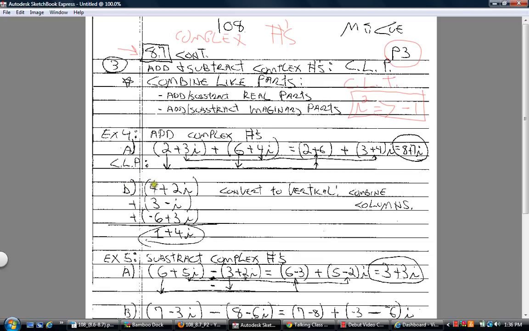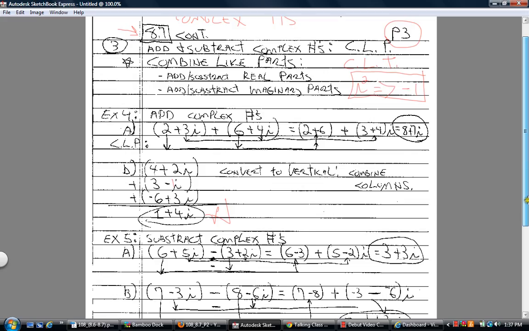Sometimes, example b, they'll put binomials, or remember, a complex number is a binomial with a real part and an imaginary part. They could stack them vertically. You love it. Simply add up the real part, add up the imaginary part. Don't forget, if you see a negative i, put a 1 in front of it. Add them all up, 1 plus 4i, and you're done.